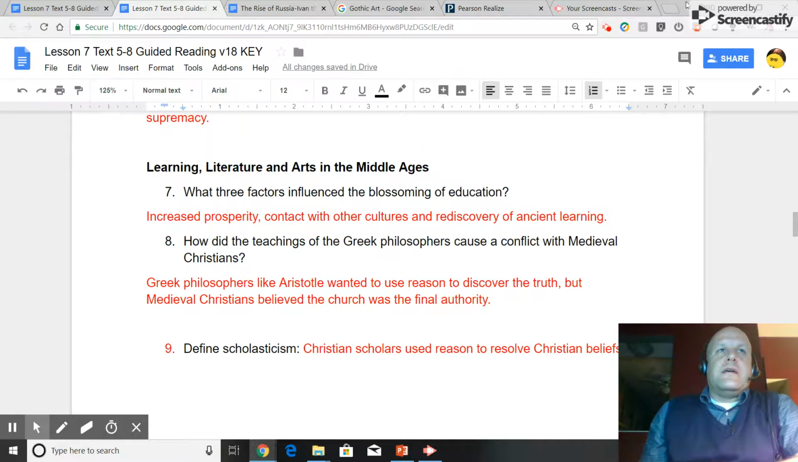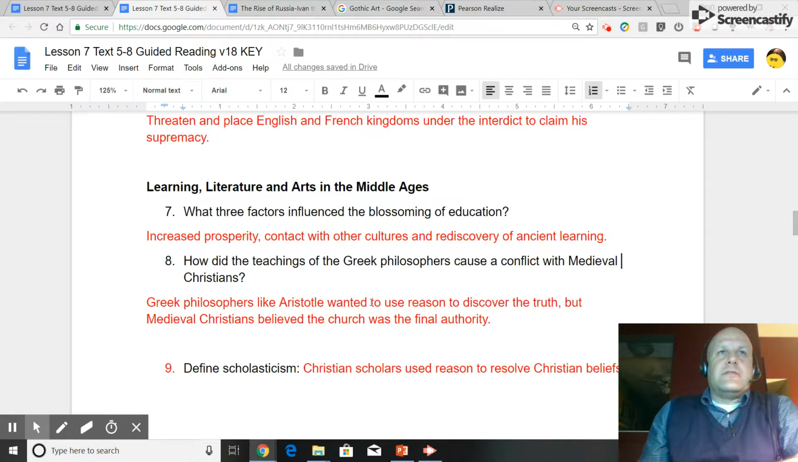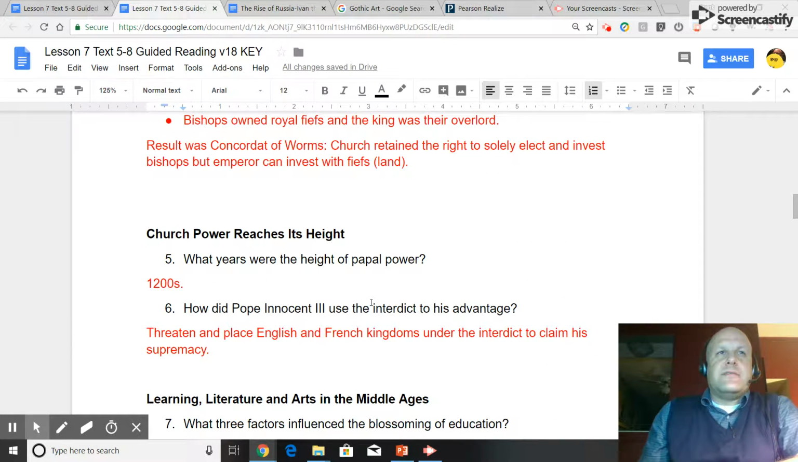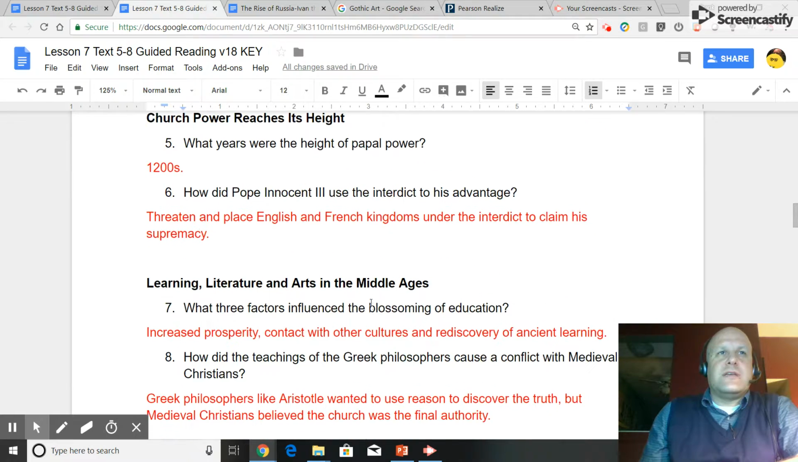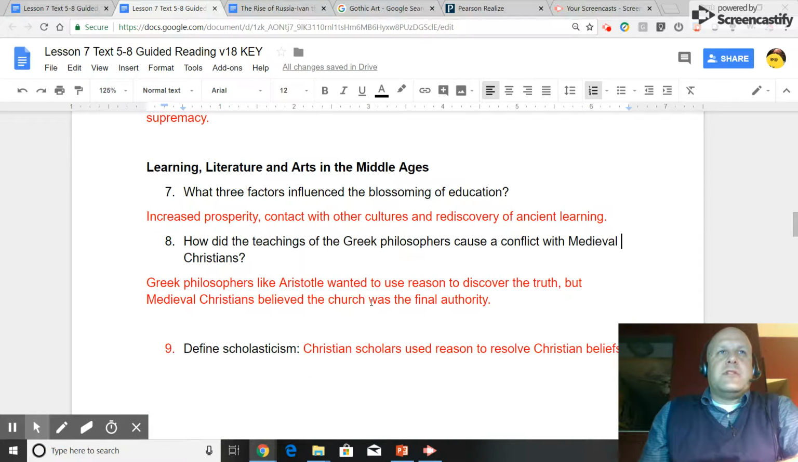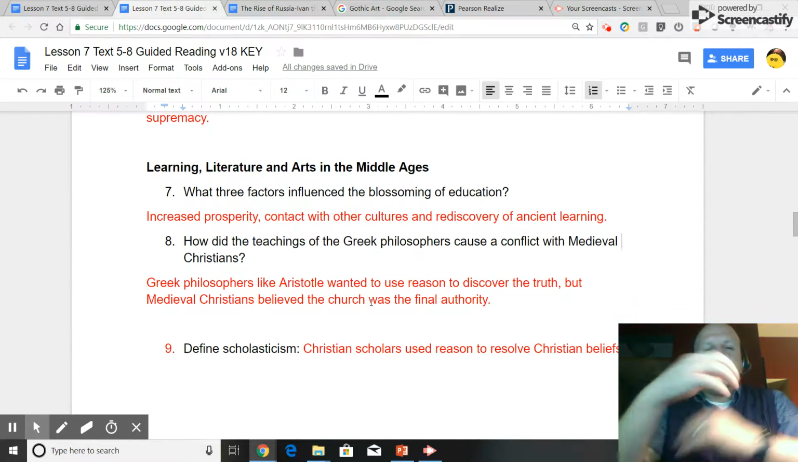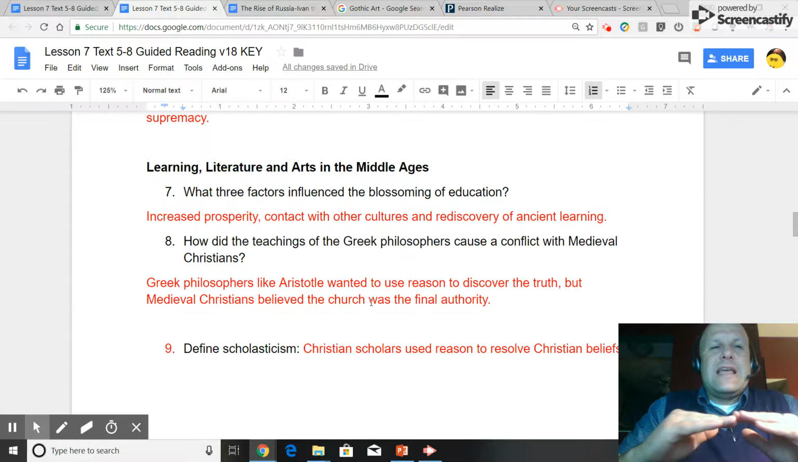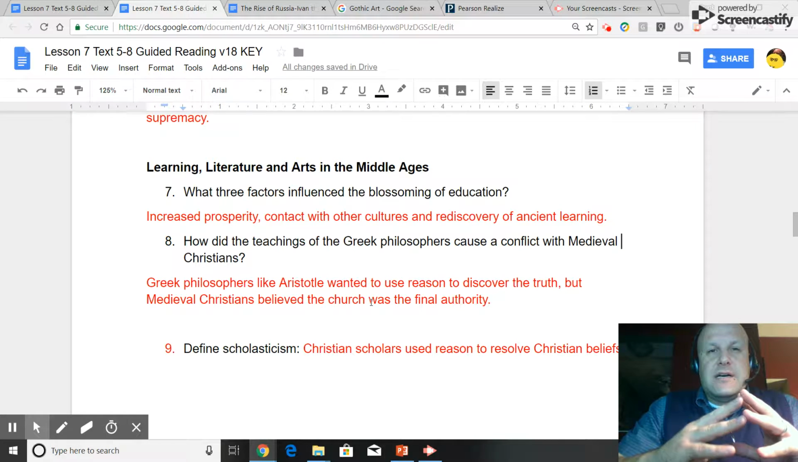First of all, you probably need to have your guided reading out in another tab as you're looking at this. Looking at factors later on during the time period, you had the literature, learning, and arts in the Middle Ages, increasing prosperity, contact with other cultures.